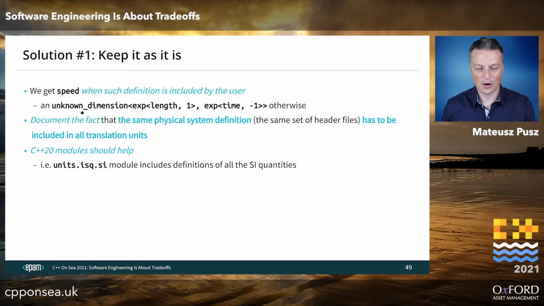In order for the users to be aware of such a possible issue, we have to document the fact that the physical system definition has to be the same in entire project. So you basically have to include the same set of header files with units definition in every translation unit of the project, because otherwise you risk one definition rule violation. And we hope that C++20 modules will help, because, for example, you can provide one module called SI, and it will automatically provide all of the definitions at once. But still, there may be some issues because, for example, we may have SI and CGS, and in some translation units, people, for example, will forget about including CGS.